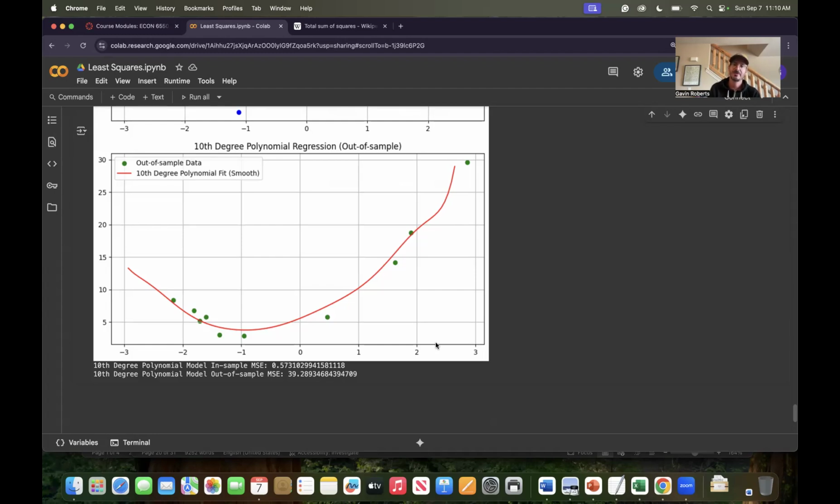Those are the types of ideas that I really want you to think about for this type of class. All right, it was fun to talk about least squares with you today.